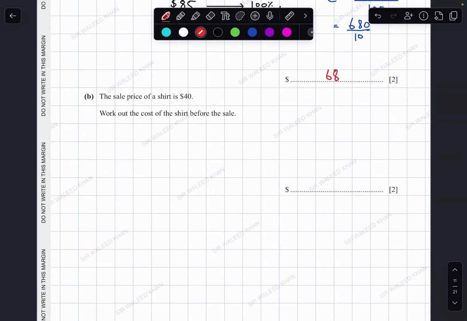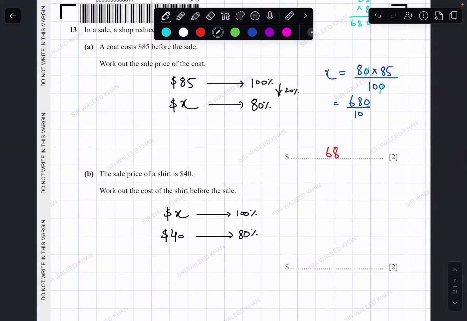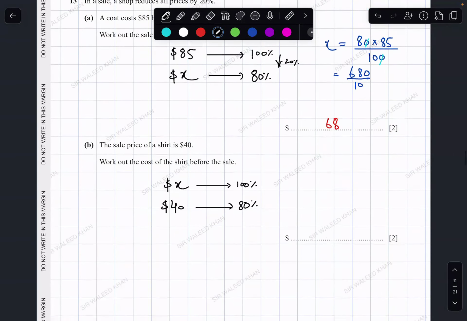Next, the sale price of a shirt is $40. Work out the cost of the shirt before sale. So now we have to find the cost of the shirt. So that will be representing 100%, right? And the sale price is already given, 40. So that should be 80% because there was a reduction of 20%.